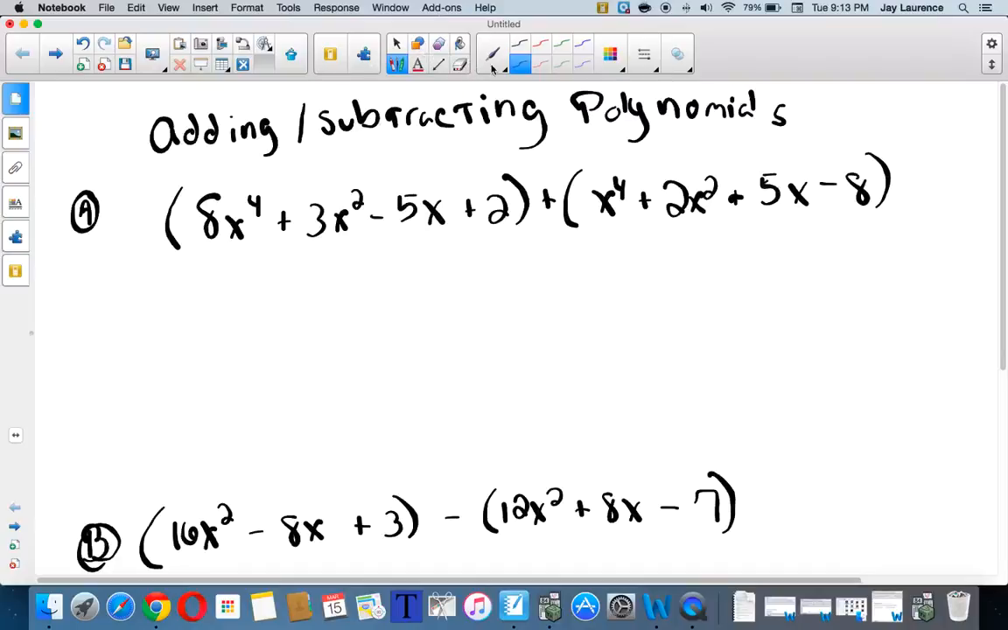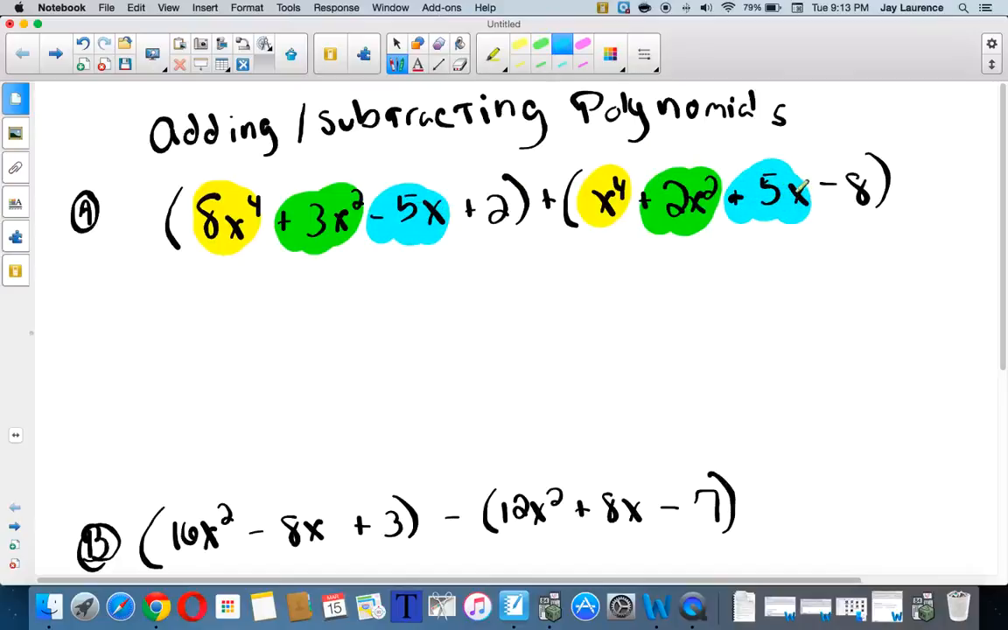One thing I like to do, and if you want to do this, that's fine, you can highlight the like terms. Notice I've got a lot of different colors. Notice I grabbed that plus sign on the 3 because it's a positive 3. Very important that I grab that plus sign. Here I've got a negative 5x. Really easy to miss that if you don't grab the sign. Then over here I have a positive 2 and a negative 8.